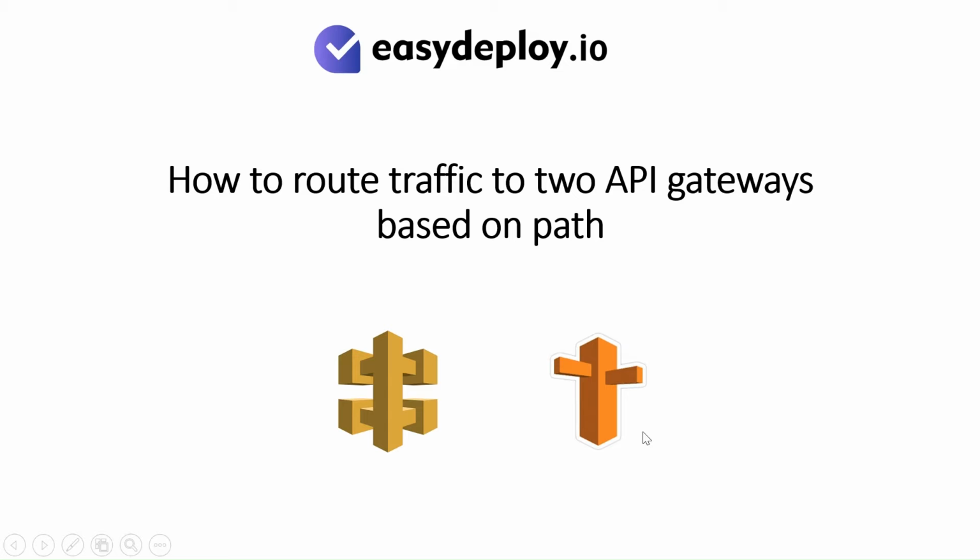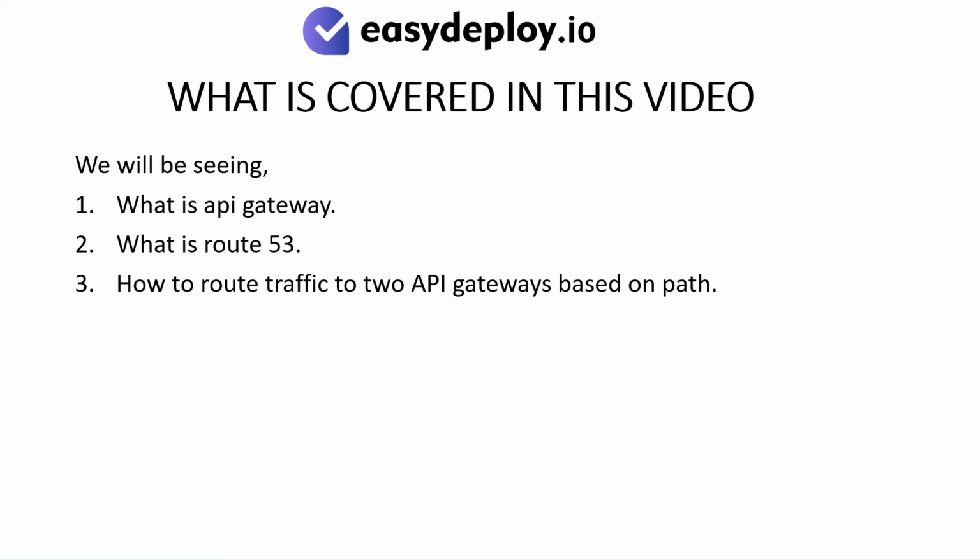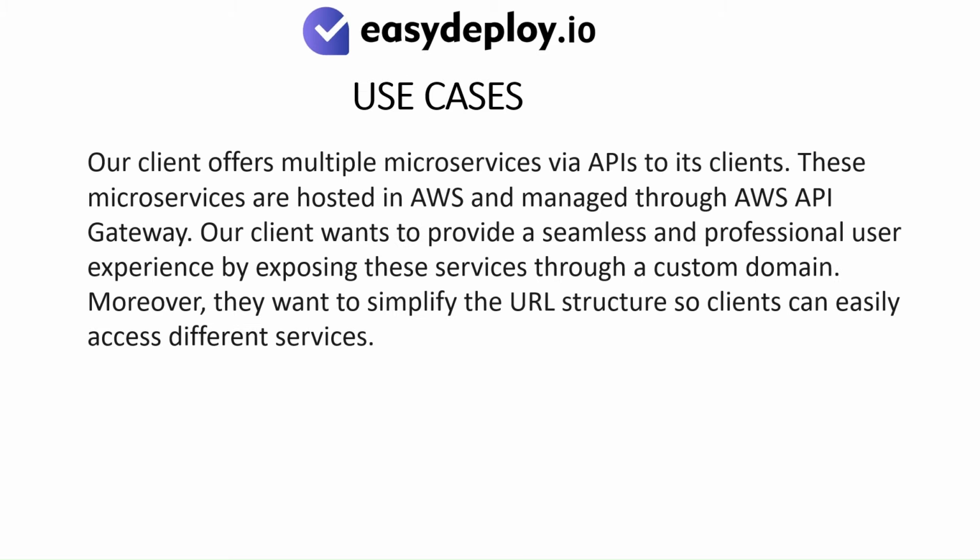How to route traffic to two API gateways based on path. What is covered in this video? We will be seeing what is API Gateway, what is Route 53, and how to route traffic to two API gateways based on path.